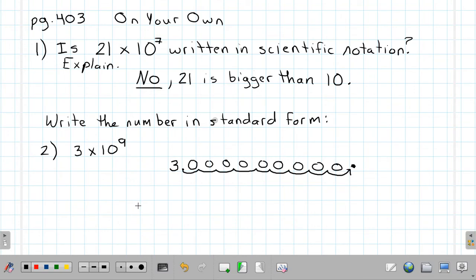Okay. So now, we're still not done yet. Let's rewrite this number. So we have the number 3, and then we have 1, 2, 3, 4, 5, 6, 7, 8, 9 zeros.